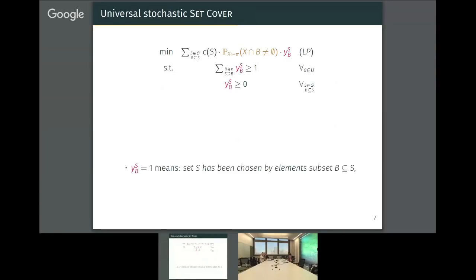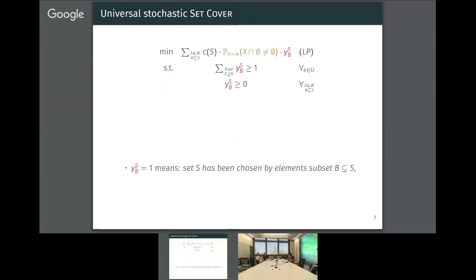So B is the set of elements that are assigned to S. So if we have an integral solution, then setting this variable to 1 means that all elements from B are assigned to S and only them. Oh, but this is summing over all subsets, right? Yes. So now we have an exponential number of variables.